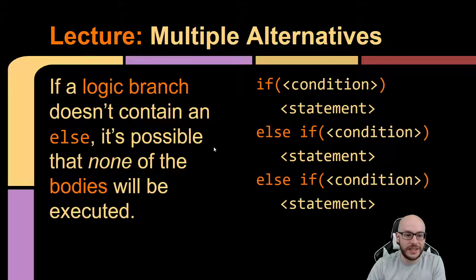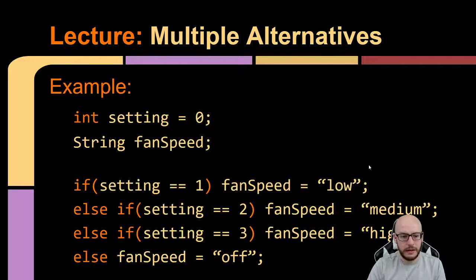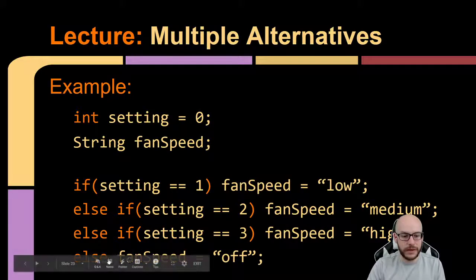If a logic branch doesn't contain an else, it's possible that none of the bodies will be executed, right? I've got 3 different conditions here. It's possible that this one's false, and this one's false, and this one's false. The only reason I bring this up is if you have a variable that you're trying to initialize, right? Imagine our fan speed setting example. Let's go back to that. Imagine I don't have this else down here. This final else is just gone.